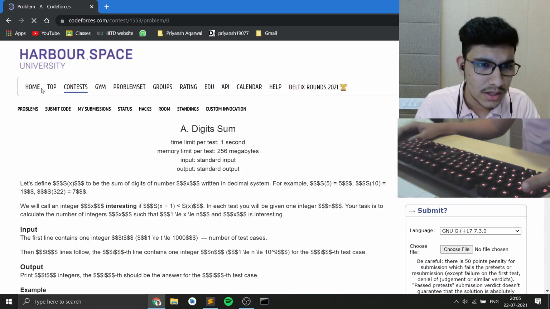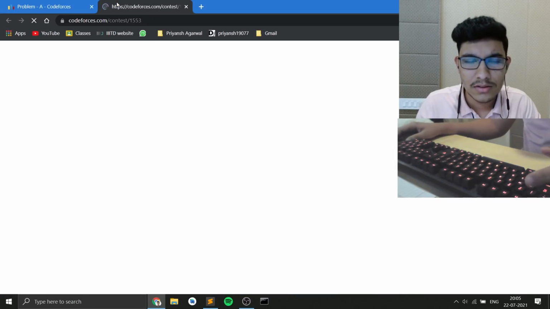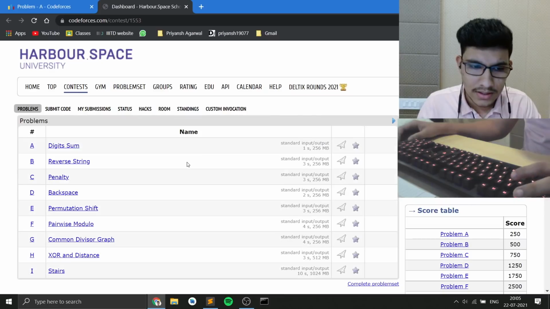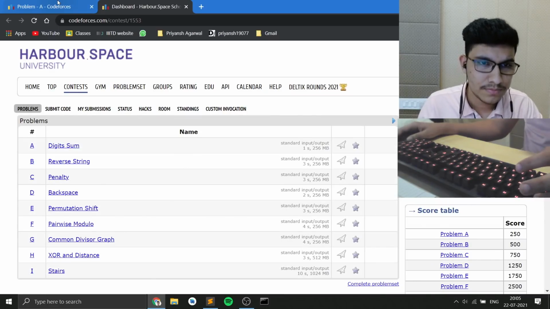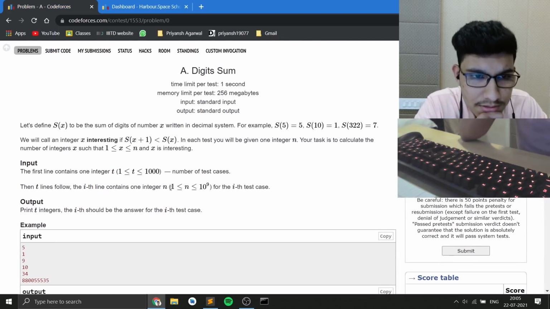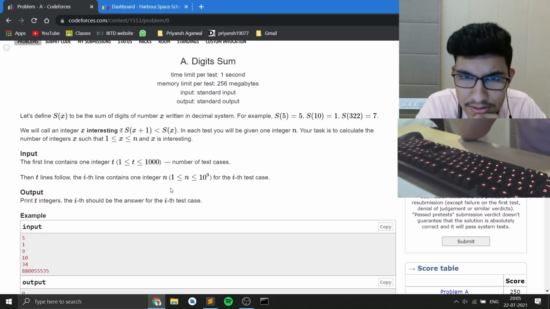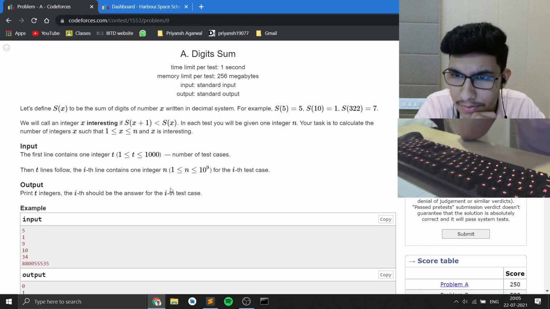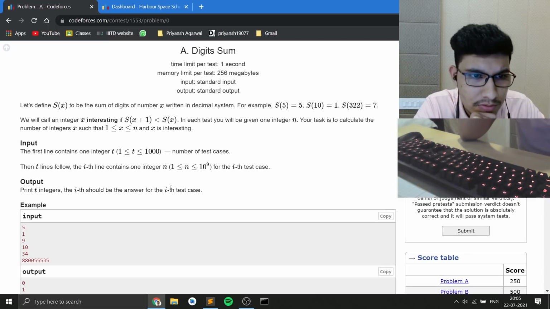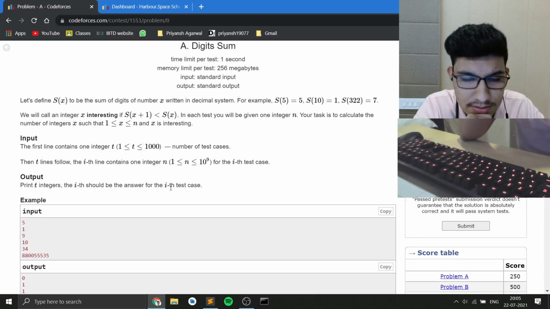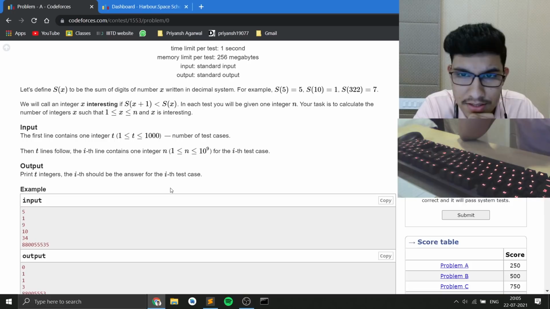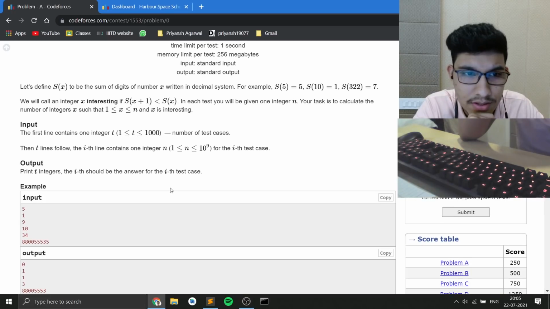So let's just quickly look at the number of problems that we have here. We have a lot of problems. Okay, 9 problems. Let's define Sx to be the sum of digits of number x written in decimal system. We will call an integer x interesting if x plus 1 is less than Sx. In each test, you will be given one integer n. Your task is to calculate the number of integers x such that this holds.